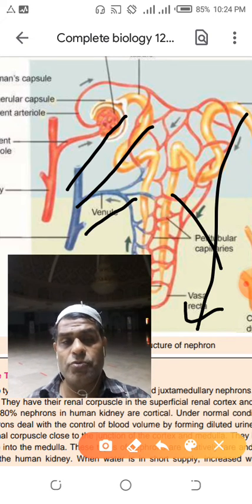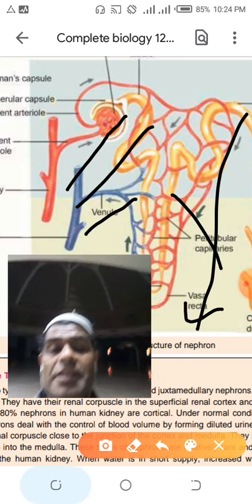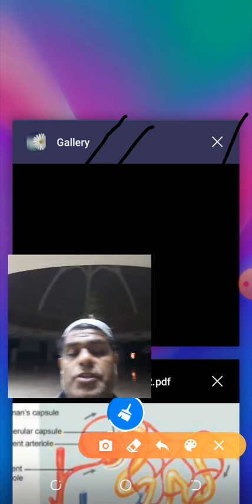So I will continue the structure of the nephron in the next session, and the last point which I wanted to show you about the nephron: the first part is the proximal part, the second part is Henle's loop, the third part is the distal part. And we will continue the structure of the nephron in the next session.